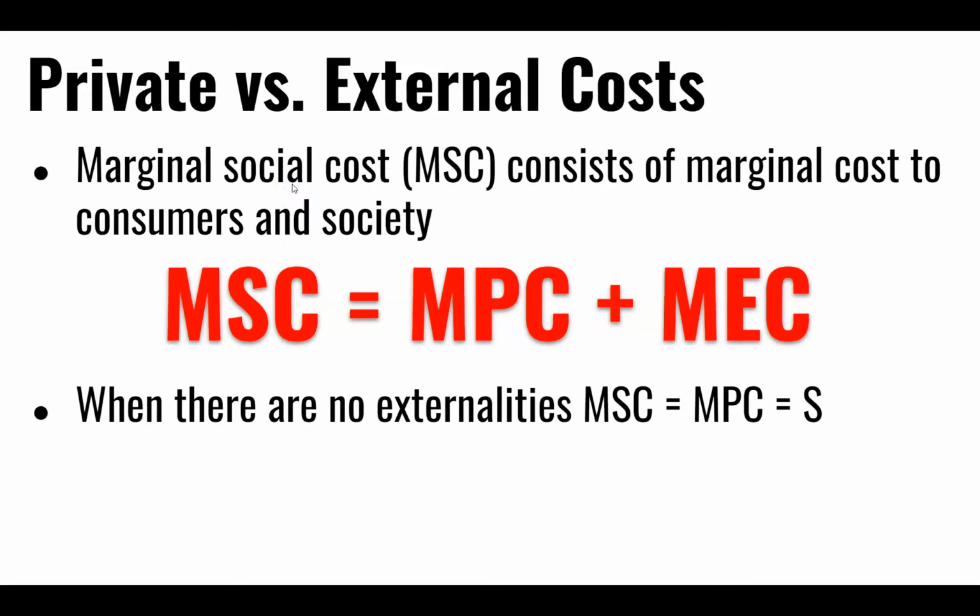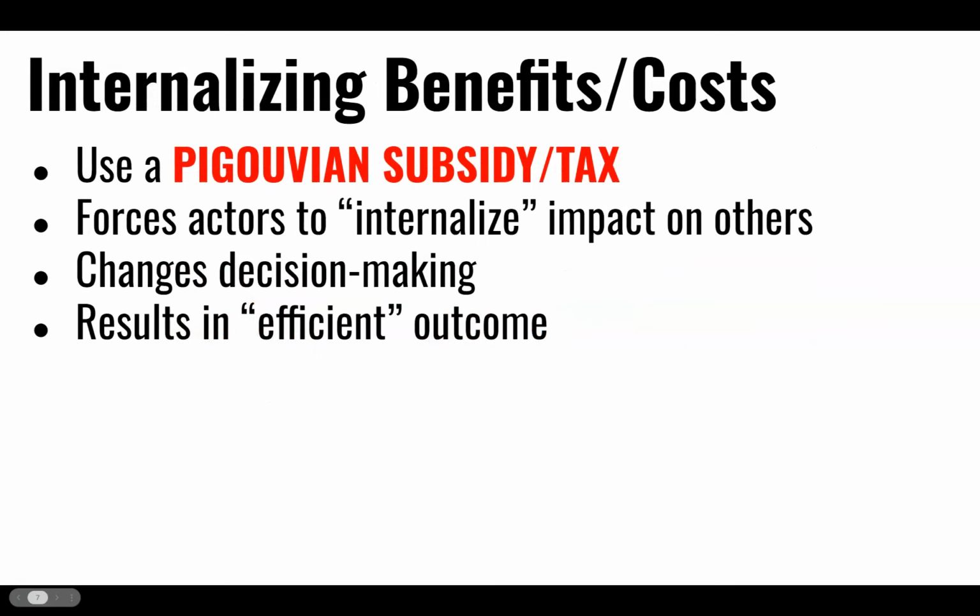When it comes to social costs, the same thing applies. Marginal social cost is the sum of my personal cost and my external costs. When there are no externalities, they're the same, and they serve as the supply curve. When there are externalities, then we will see a difference between the two. We'll have two different curves, one that points to the market outcome and one that points to the more efficient social outcome.